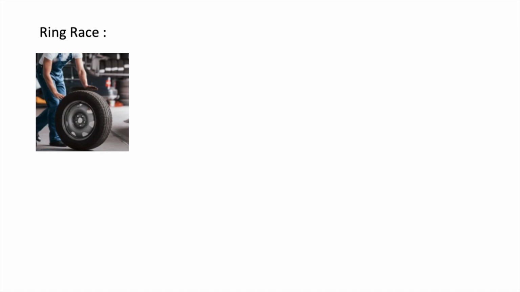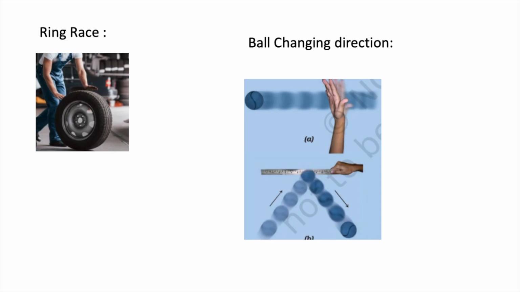Next is the case of ball changing direction. The ball is rolling on the ground. Here we have to note that when we try to stop the ball with a stick, the ball changes its direction and speed with different angles of contact with the stick. The real-life examples of this case are the games of volleyball and cricket.